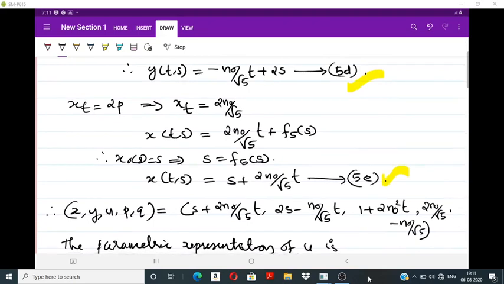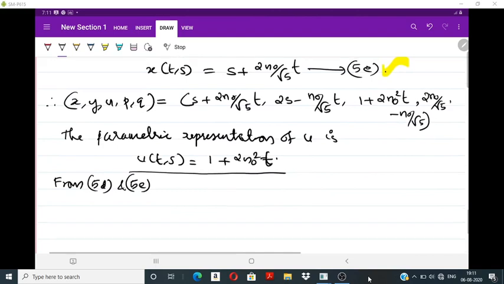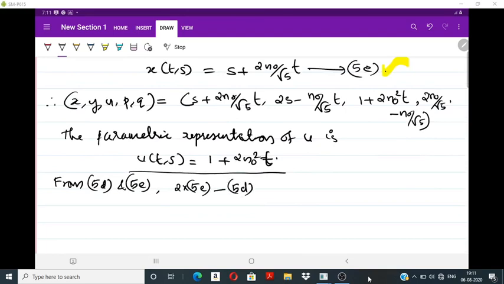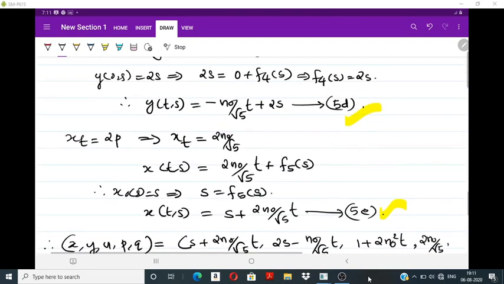Both equations contain s and t, but we can eliminate s. So in order to eliminate s, we multiply the 5e equation by 2 and subtract 5d. That is, the operation is 2 into 5e minus 5d. Implies 2x minus y. On the right side, 2s will come in both equations, so when we subtract, it will be eliminated, and we are multiplying the equation 5e by 2.